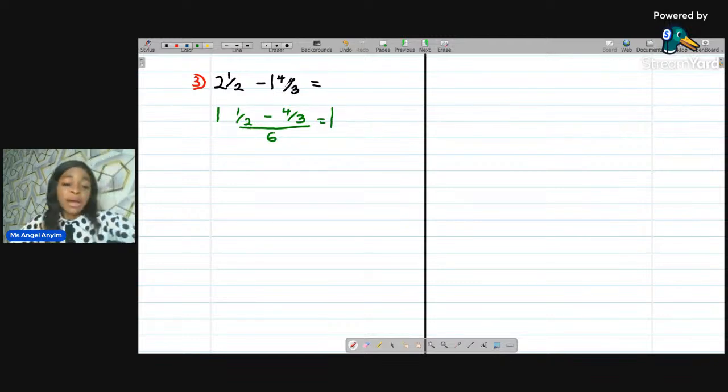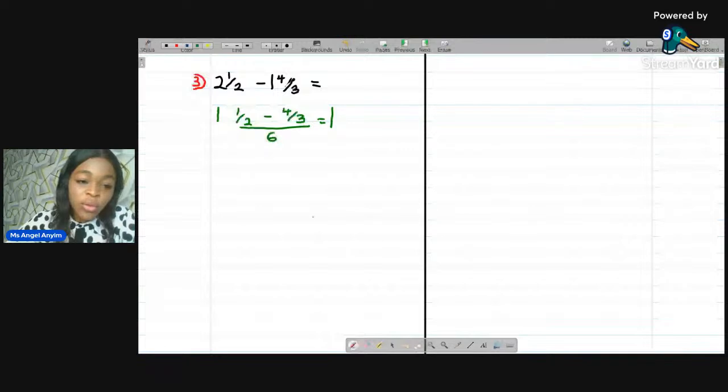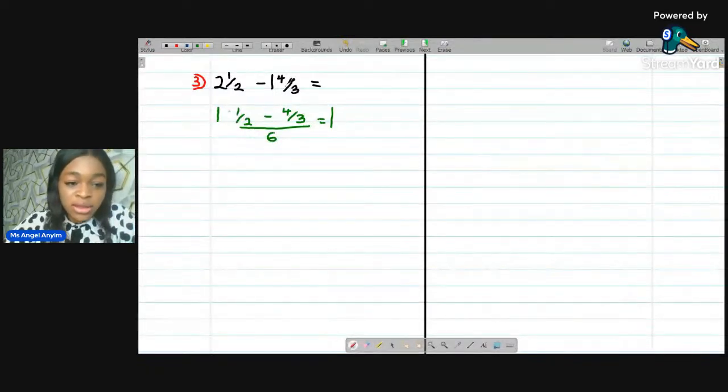Then remember, now we subtract. We divide 6 by 2. Remember that I said earlier, your denominator divides the LCM, then multiply with the numerator. So 6 divided by 2 is 3. 3 times 1 is 3. Minus 6 divided by 3 is 2. 2 times 4 is 8. So 8 over 6.